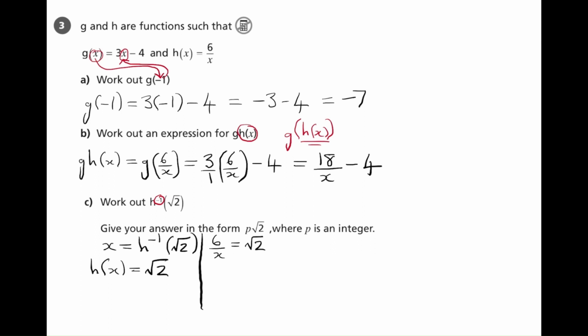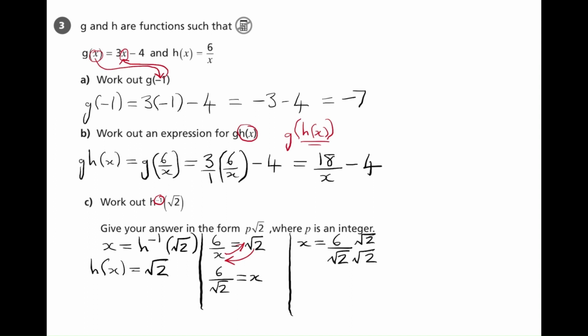We now need to get the x on its own, so we multiply the x both sides and we divide both sides by root 2. This gives us 6 over root 2 is equal to x. X is 6 over root 2, but the answer has the format p root 2, something root 2. So we need to get rid of the root 2 in the denominator, and our method is to multiply the top and bottom by root 2.